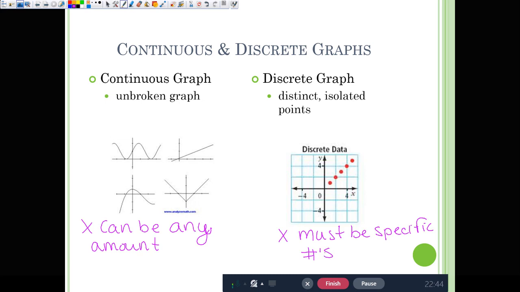So let's say that this graph here, the x values, represented number of people. I couldn't have a third of a person, okay? It's just not possible. So anytime that it's something that needs to be a specific number, then it's going to be discrete. You're not going to connect the dots, okay? Because you can't have the values that are in between. But let's say that my x values represented cups of sugar. I could have 1 1/3 of a cup of sugar. So all the values in between could be represented, so it would be a continuous line. Okay, so it would connect.